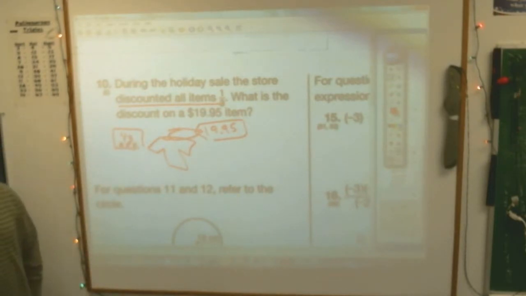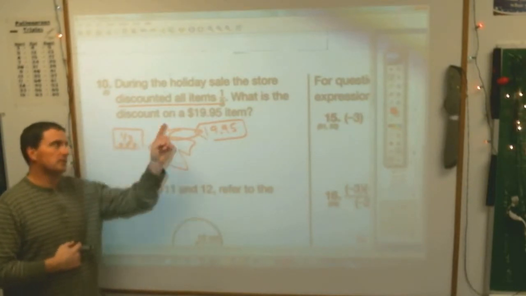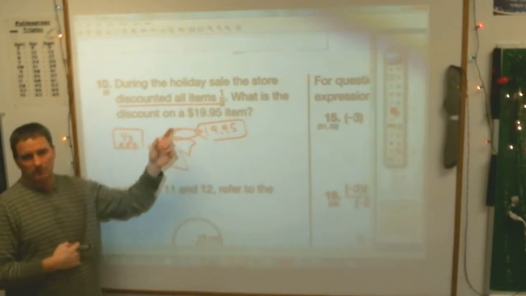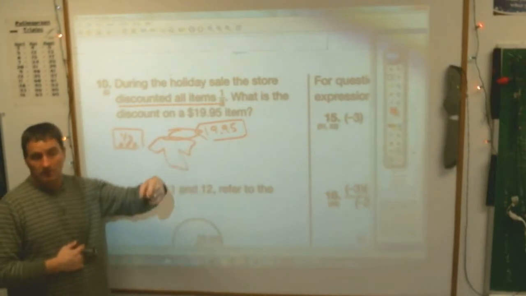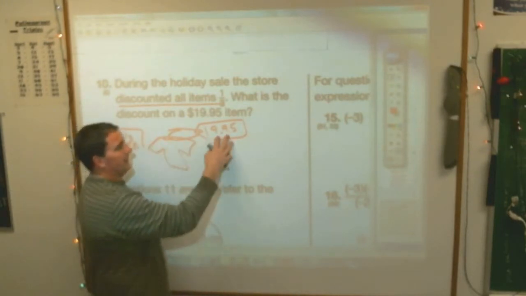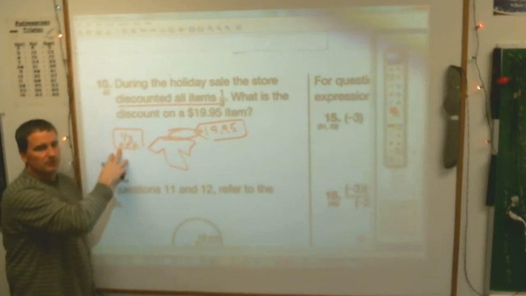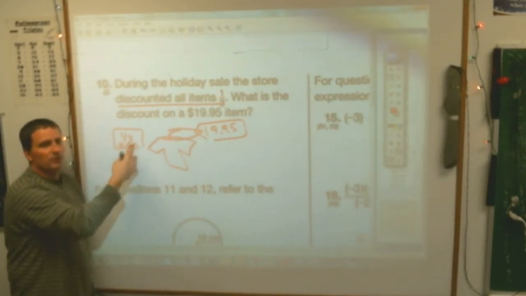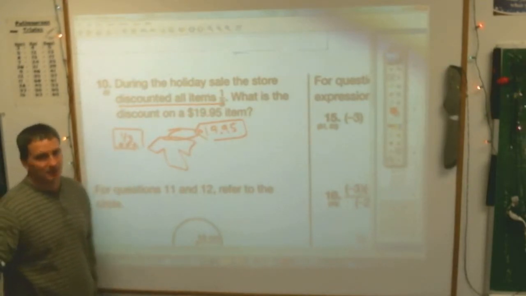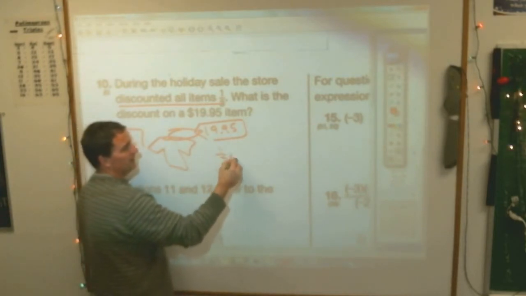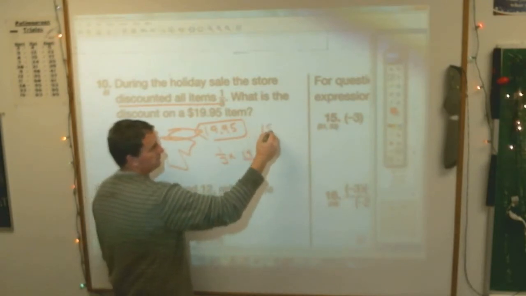How do you find out how much off you get? You want to know what 1/3 of 19.95 is. When you say the word of, 1/3 of that is multiplication. You can't change this to a decimal because 1/3 does not work out as a decimal. You really have to do it as a fraction. But if you take 1/3 of something, what are you actually doing? You're just dividing it by 3, cutting it into 3 equal parts. It's 1/3 times 19.95, which means you're dividing 19.95 by 3.